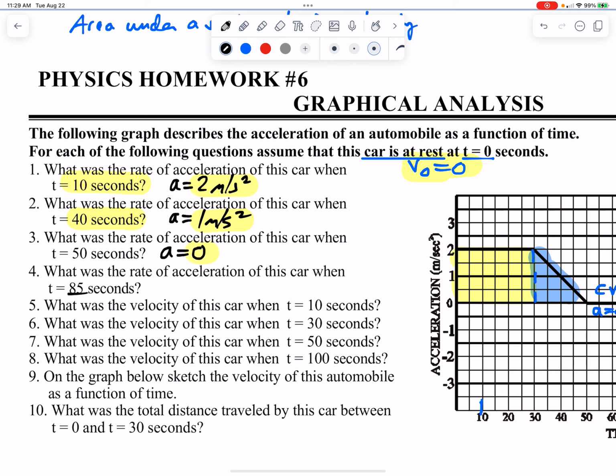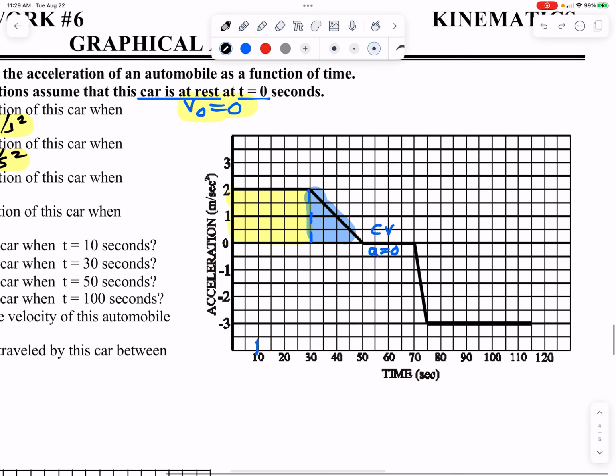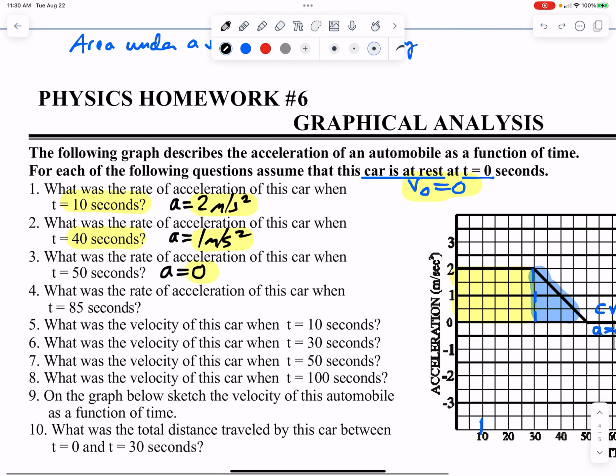Okay, what about at 85 seconds? Well, 85 seconds is right here. That would be at -3. So the first 4 questions, pretty straightforward. We're just reading off the acceleration from the graph.